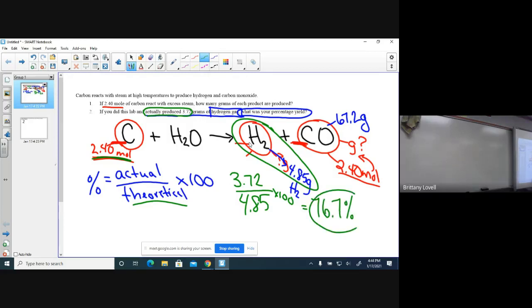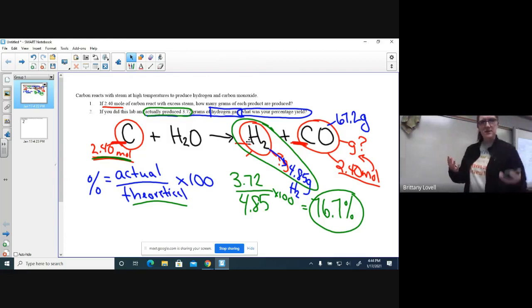is 76.7% yield, which honestly is not great, right? If you worked for Pfizer or Johnson & Johnson, and you were only getting like a 76% yield, I don't know that you wouldn't get a firm talking to, right? You want as close to 100% yield as you can get. So what could cause our percentage yield to be so low? Okay, and it's a couple of things.